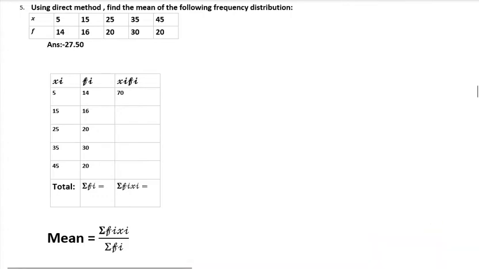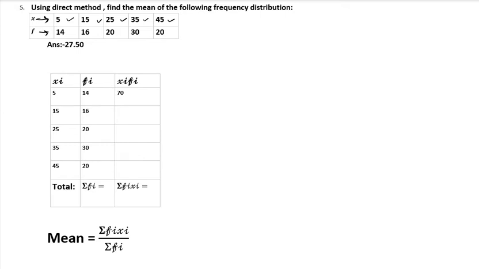Okay, so the next question is, using direct method, find the mean of the following frequency distribution. Now this is an ungrouped frequency distribution. You see this x over here, these are all the observations: 5, 15, 25, 35, 45. And you see F over here, these are all the frequencies.